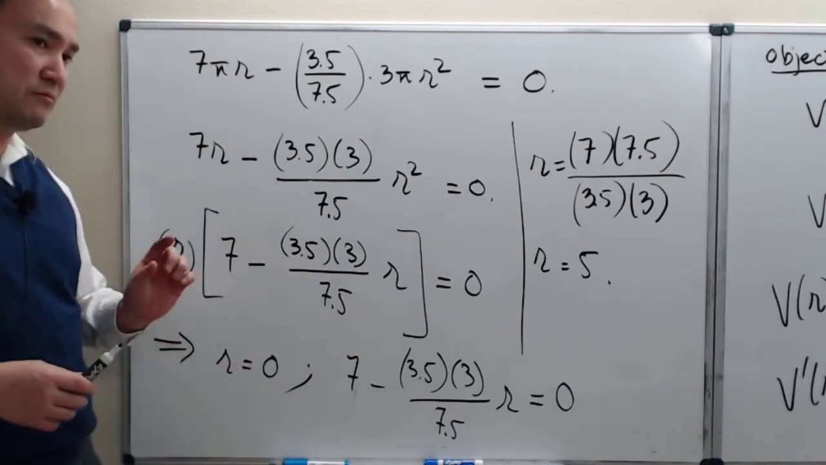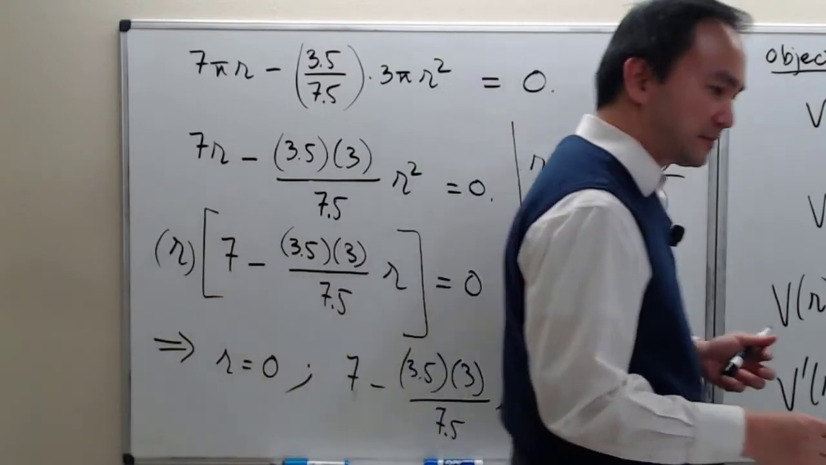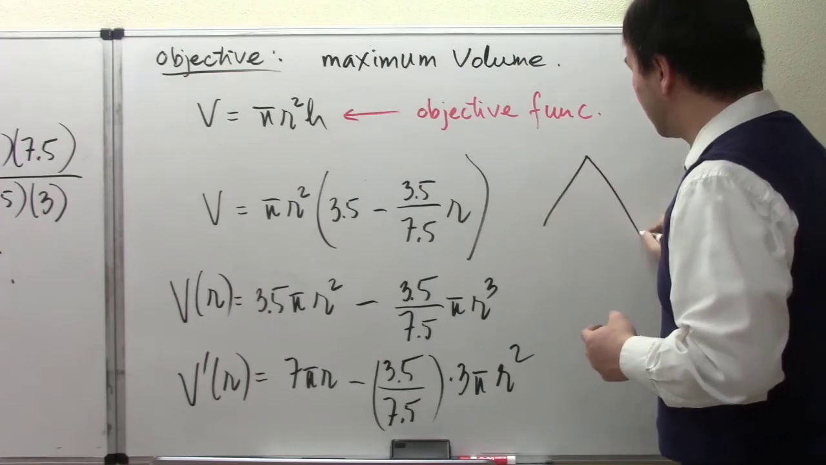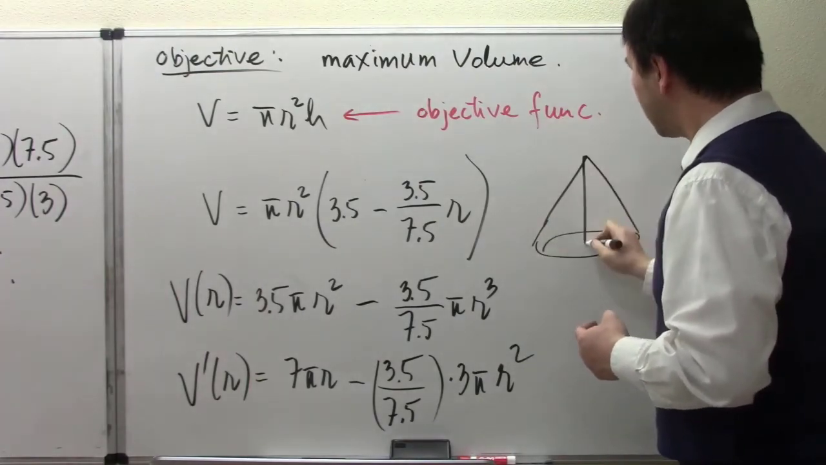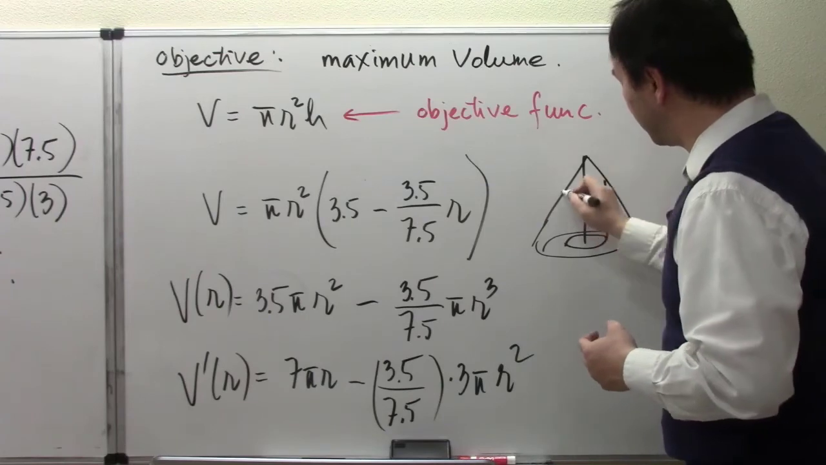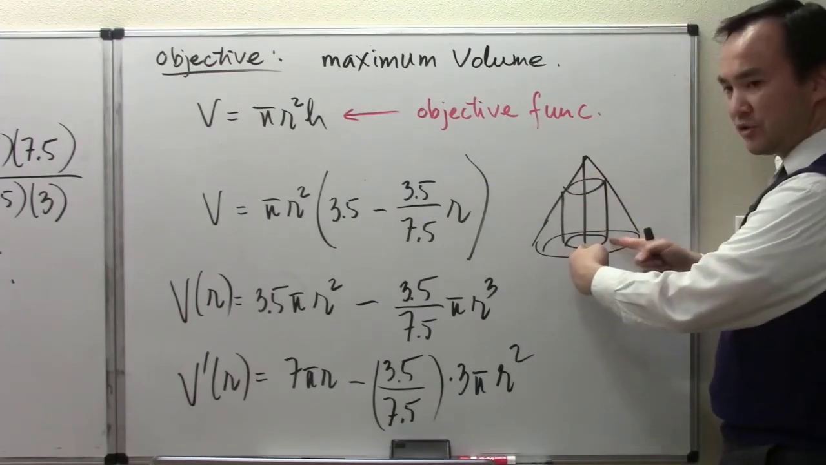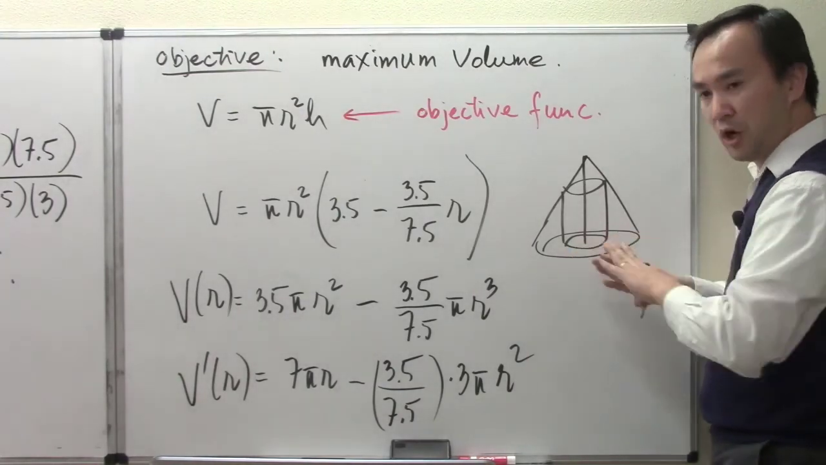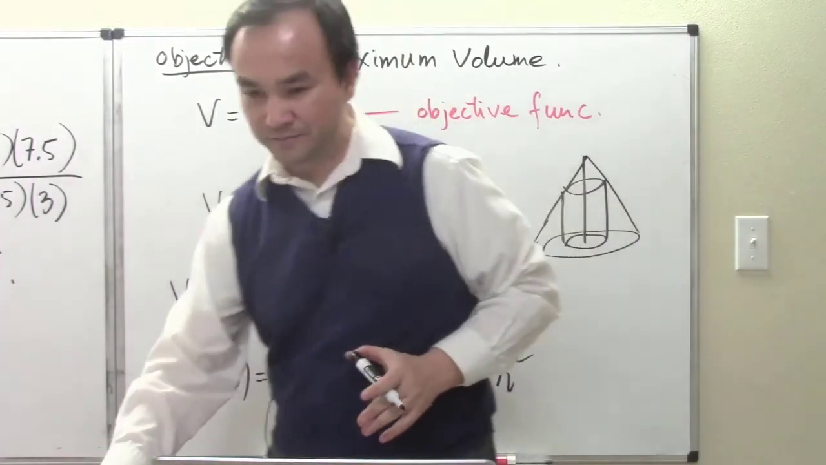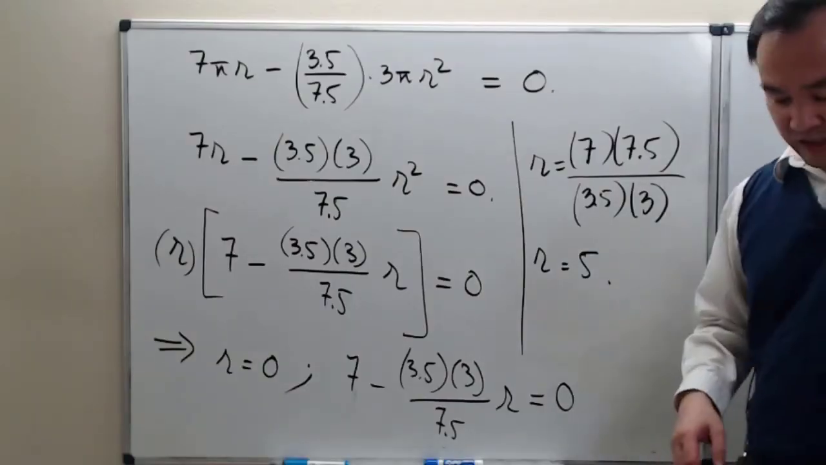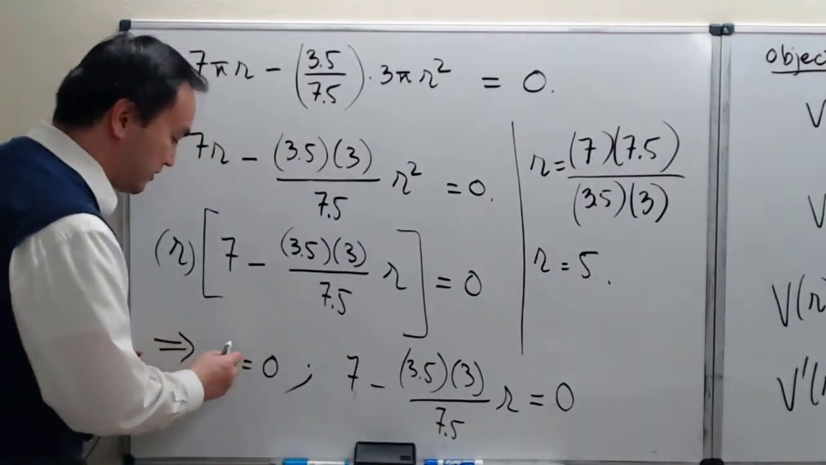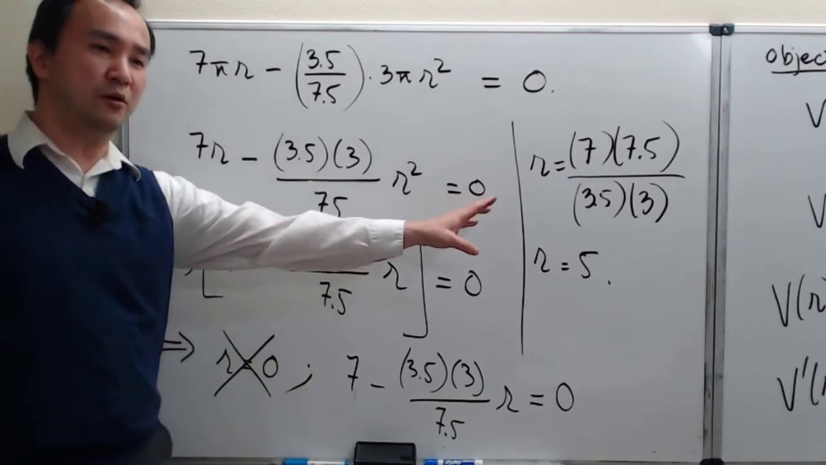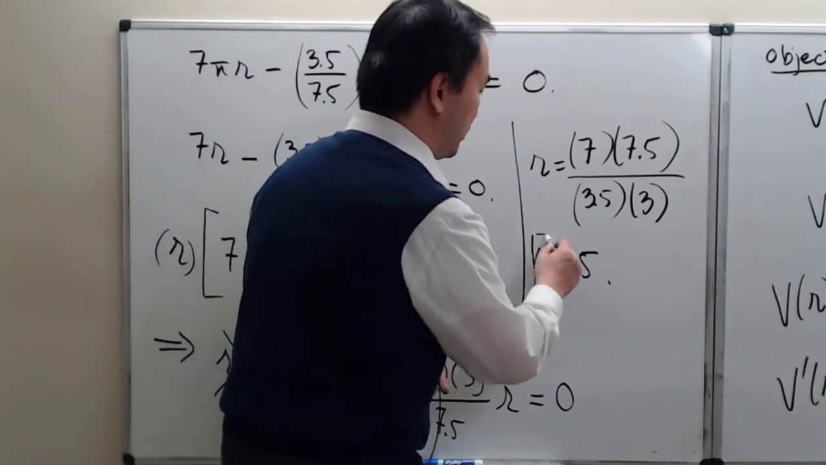And so think about the meaning of the R. R is our radius of the cylinder. So it makes no sense. We won't even have a volume if we squeeze the radius all the way to 0. So in that way, what I'm pointing out now is that we can't take this solution for our critical value. So the only choice of critical value we have left is R equals 5.